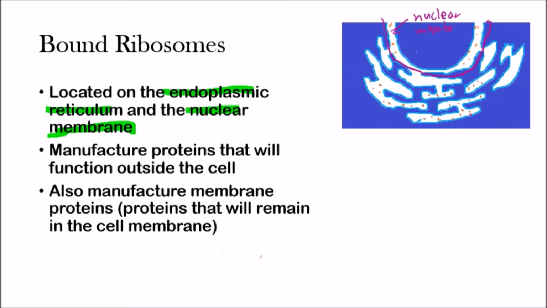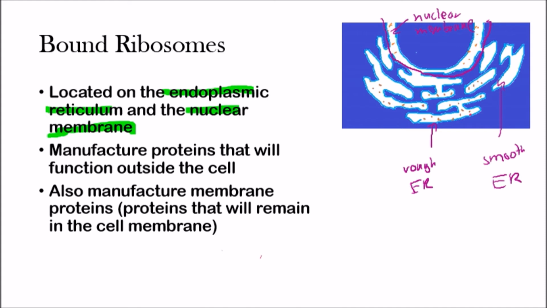And then we also have the rough endoplasmic reticulum, the rough ER. Just want to point this out, even though this is kind of not relevant. This is the smooth ER here. And the difference between the smooth endoplasmic reticulum and the rough endoplasmic reticulum is that the rough endoplasmic reticulum has bound ribosomes. That's kind of a mouthful, okay?